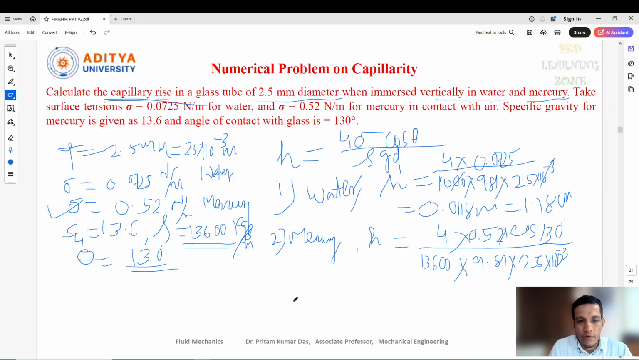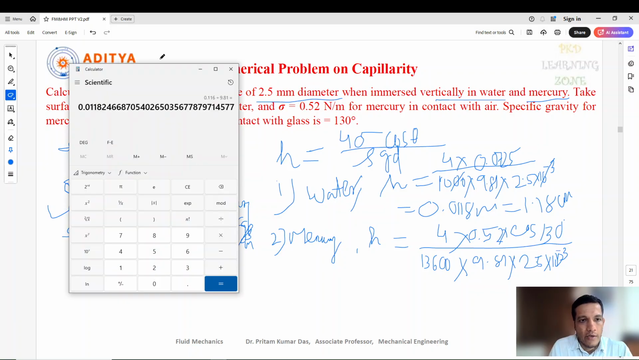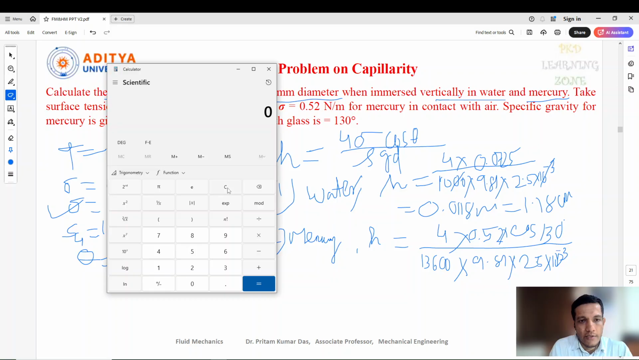If you solve this one, we'll get some value. Let's see: 4 into 0.52, and cos 130 degree will give a negative value. So divided by this one, the 1000 we can take here, then we can cancel this one.